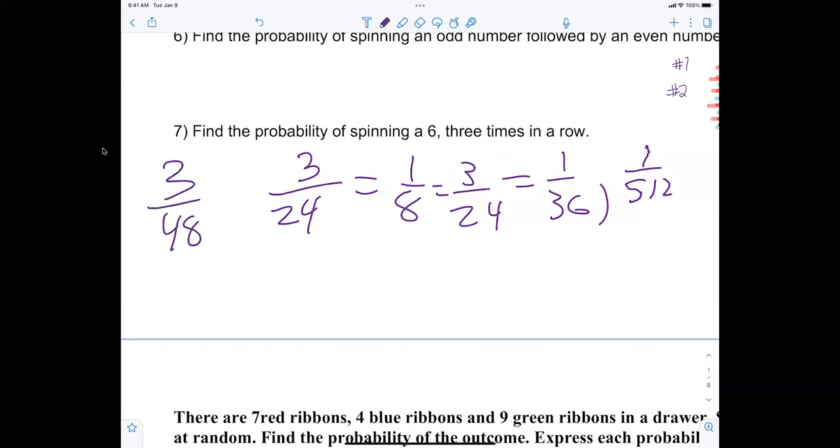Go ahead, Liv. 3 out of 8. You guys are killing me. Come on. Tell me. Yeah, you. Why? 3 out of 24. Why? I'm just going to let you be the teacher. Oh, Amaya, tell me. 3 out of what?